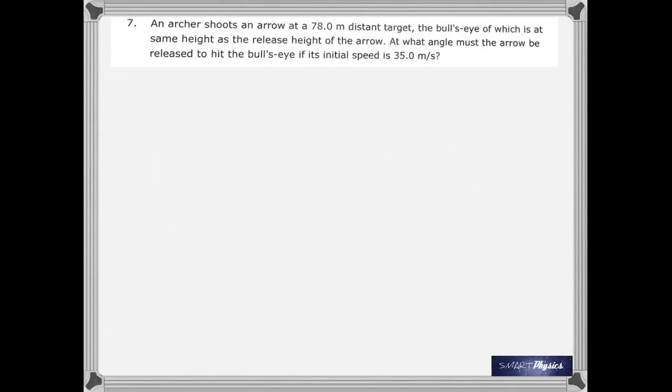And then in number 7, an archer shoots an arrow at a 78 meter distant target, the bullseye of which is at the same height. Okay, here again, it's at the same height as the release height of the arrow. So what is delta y? I mean along the vertical direction. Yes, it is 0. It asks at what angle must the arrow be released to hit the bullseye if its initial speed is 35 meter per second. This question has more math in it. Okay, he fires it from a little height, but A and B are at the same horizontal level. That's why delta y is 0.